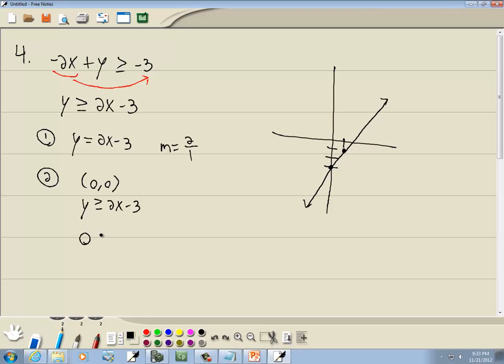So we'll put 0 in for y. This is no longer greater than or equal to, it's a question mark. We're wondering if that's true. Put 0 in for x minus 3. Well, 2 times 0 is 0, minus 3 is negative 3. 0 is greater than or equal to negative 3. Well, it's not equal to, but is it greater than negative 3? Yeah, it is. So that's true. Since it's true, we're going to decide where this point falls. 0, 0 falls right here. So we're going to shade that side.